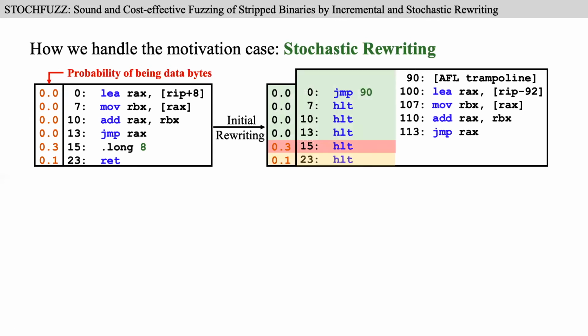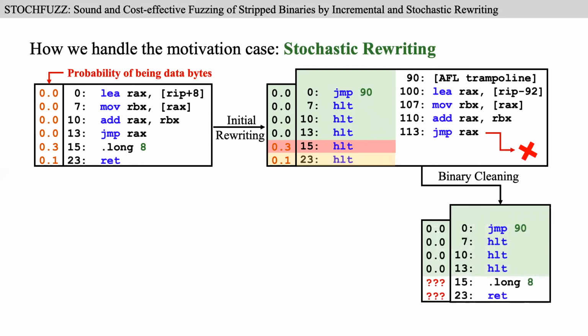Based on the computed probabilities, we do the initial rewriting. Specifically, we patch all certain addresses with HLT. For other addresses with small probabilities, we randomly select some of them to patch. In this case, we assume that we patch addresses 15 and 23. Note that we in fact generate many random versions. Details can be found in our paper. As such, the program encounters an unintentional crash due to the mispatch.